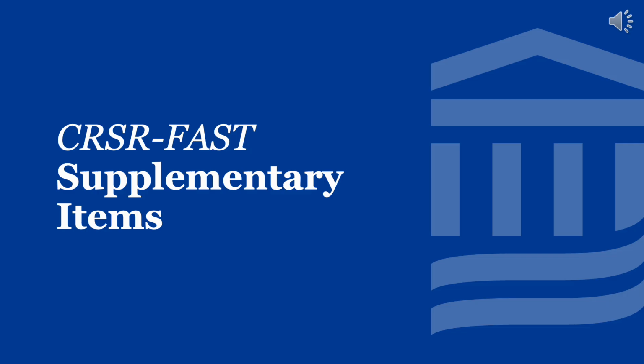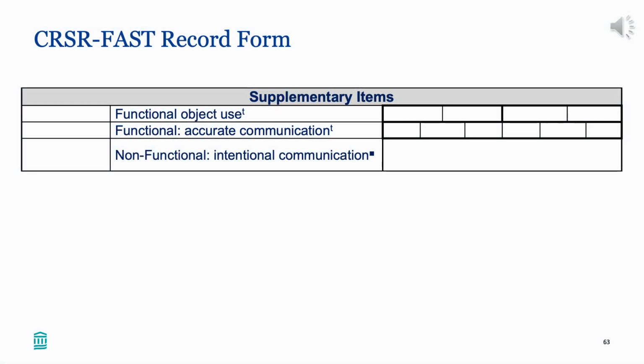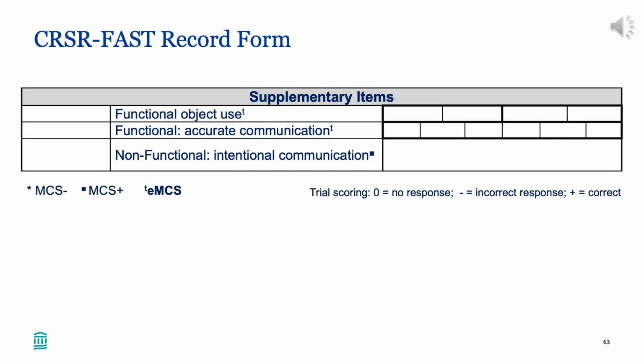For patients who are conscious, the examiner may choose to administer supplementary items to assess behaviors suggesting a higher level of cognitive function. Supplementary items include the assessment of functional object use and functional communication. These behaviors, when present, may suggest that the patient has emerged from the minimally conscious state. Specific instructions for administering the supplementary items are summarized on page 6 of the manual.